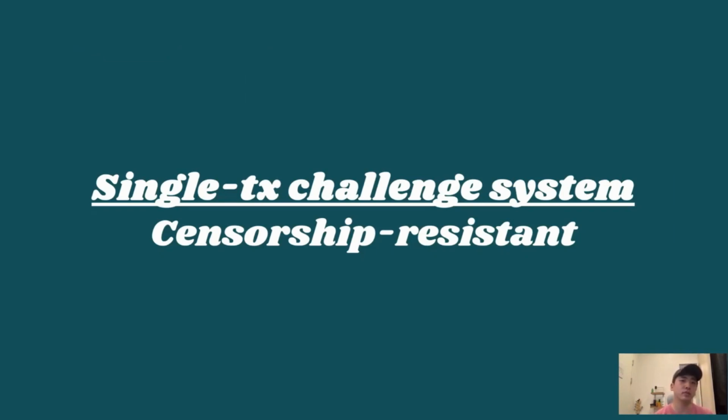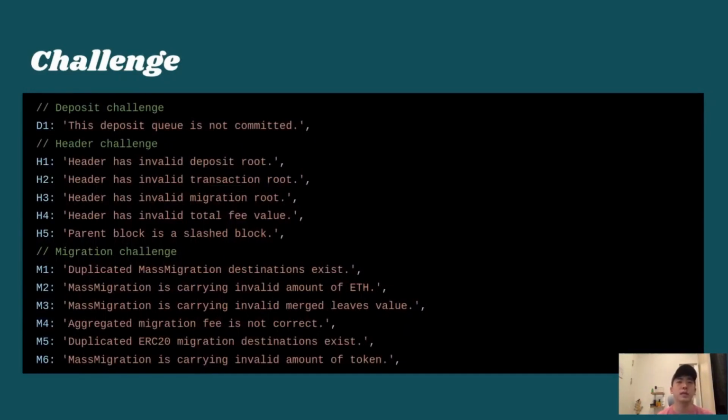Consequently, we could make a single transaction challenge system. This is really important because the single transaction challenge system enhances the censorship resistance. If we can prove any fraud using only one transaction, it is almost impossible to attack the network by censoring challenge transactions. To accomplish this mission, we split the average challenge cases. So, for example, if a mass migration is carrying an invalid amount of ETH to the other network, we can submit a challenge transaction for that specific reason.